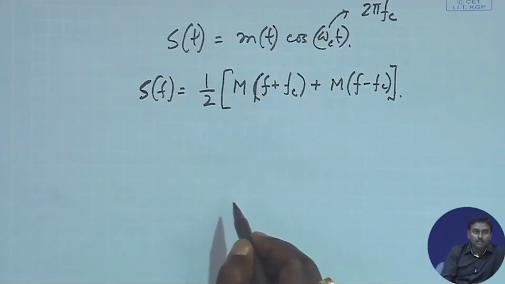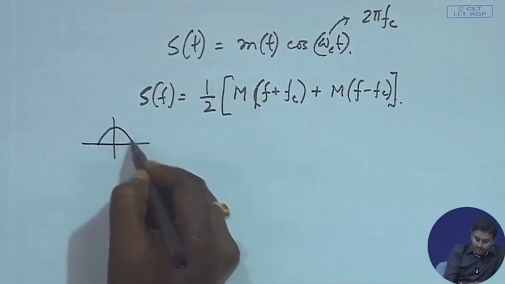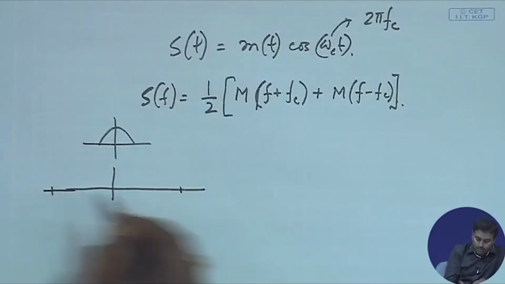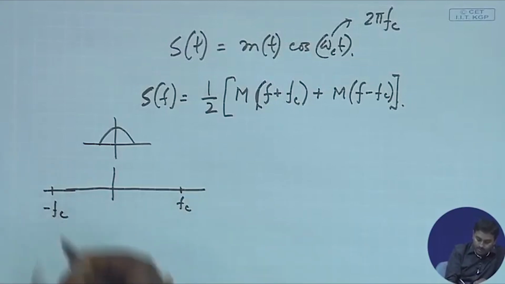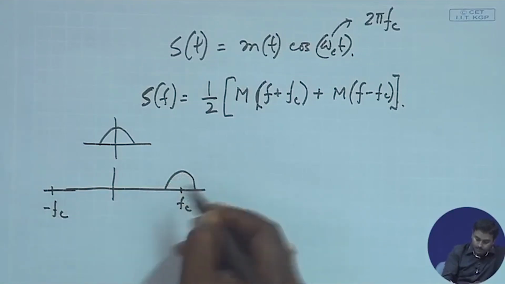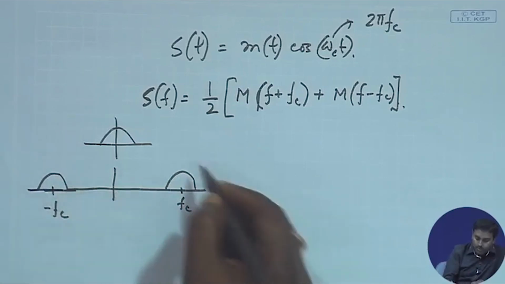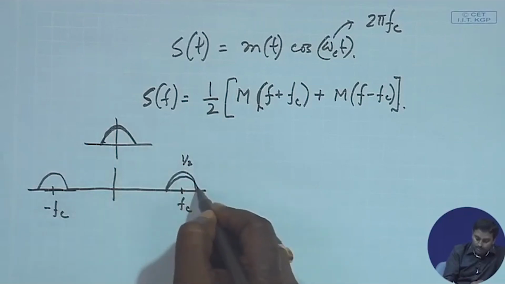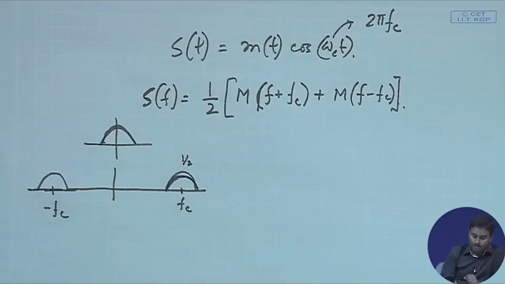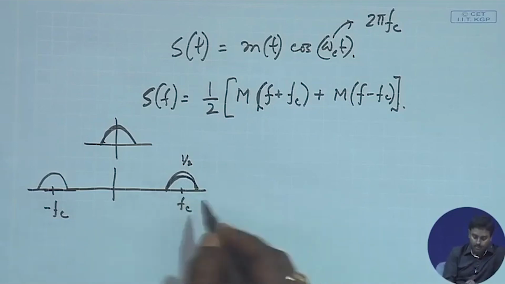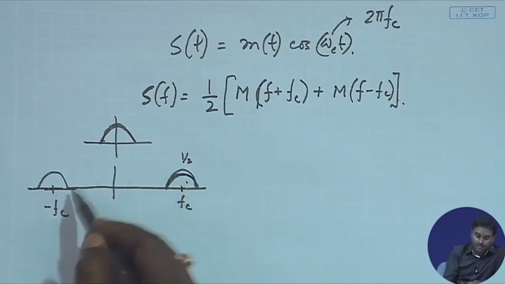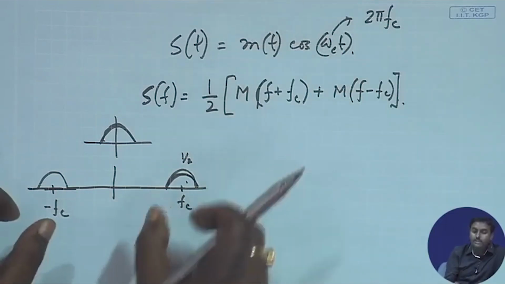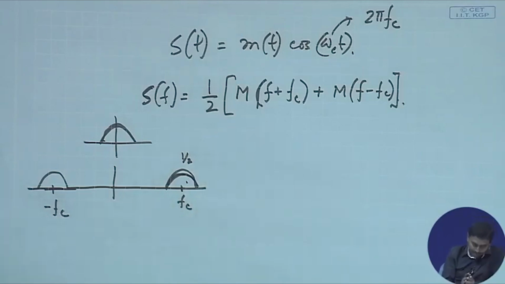So, how will the spectrum look? If I was having M(f) like this, whenever I modulate, that goes around f_c and minus f_c, and the corresponding strength becomes half. So, if this is like this, this will be half of that, the amplitude will be half, but the shape will remain the same. That is the M(f minus f_c), and this is the M(f plus f_c), and you can see after modulation, because it is a real signal, it is an even symmetric representation.